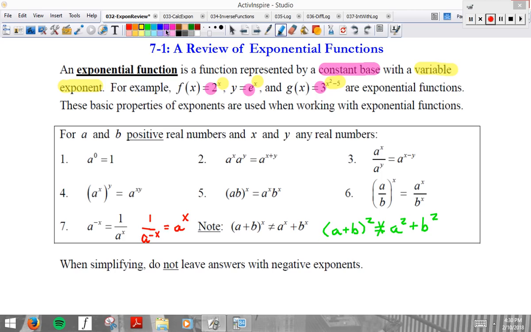Last but not least, please make sure that when you simplify, we do not have negative exponents. No negative exponents when simplifying. No, no, no.